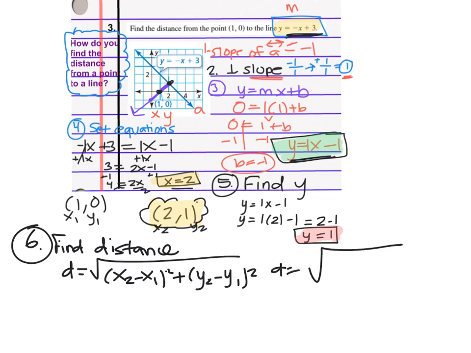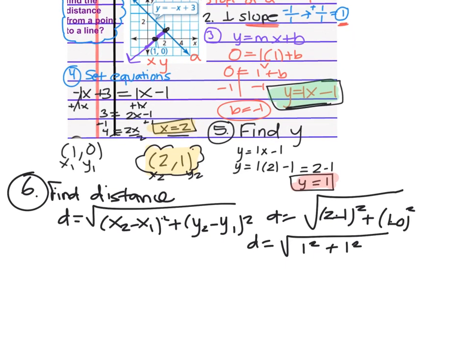So x2 minus x1 is going to be 2 minus 1. y2 is 1 minus 0. So 2 minus 1, I get 1. 1 minus 0, I also get 1. If I square 1, I get 1, plus 1, so my answer is the square root of 2. That's my final answer.